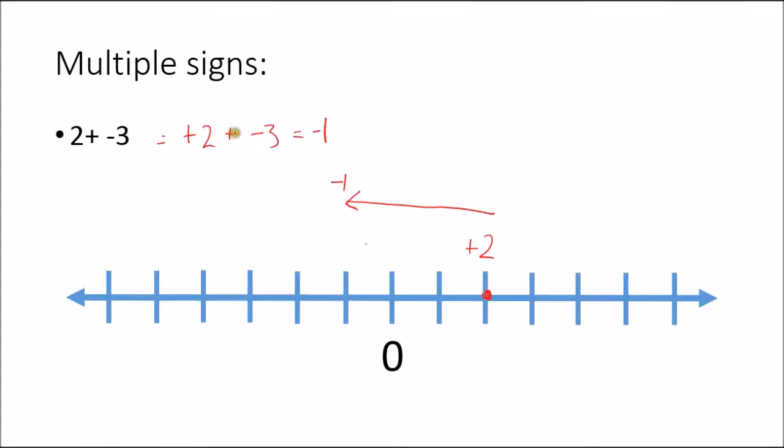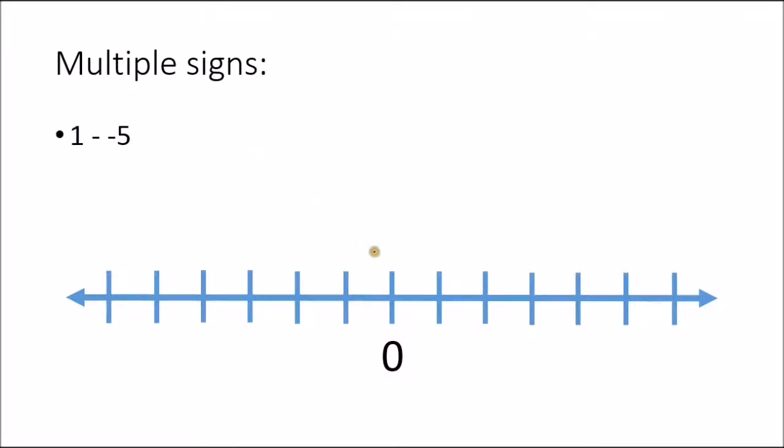So you can start to see here that if we ever have two signs together and they're different, then we're going to actually do a negative in this case. So when we're adding a negative, what we do in effect is minus 3, so it's a negative.